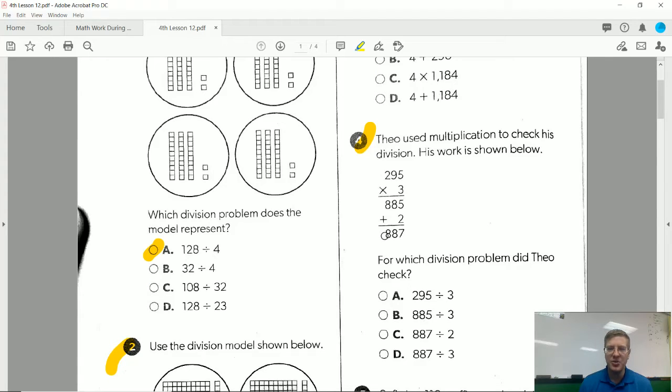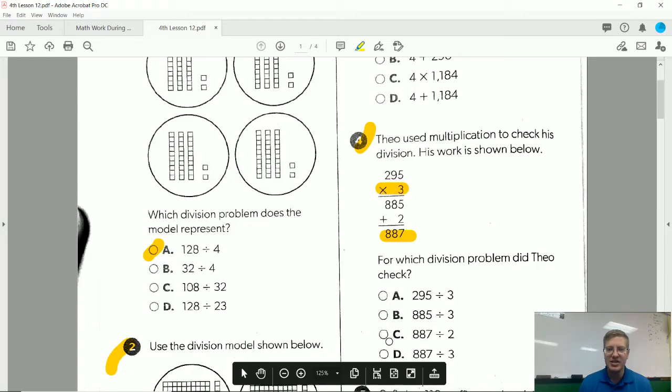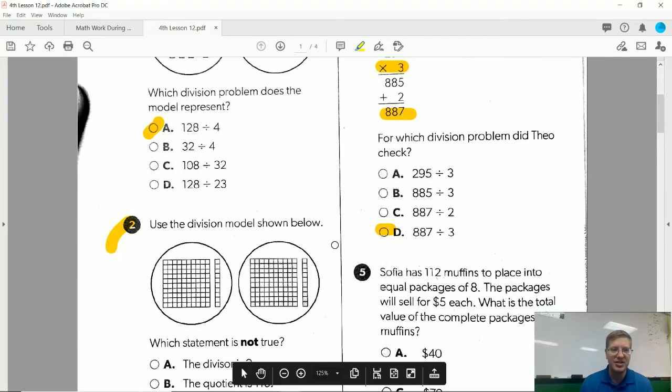So we are going to 887, and we are counting by 3s to get there. So we are going to have a remainder of 2 that we see here where we're adding. So that would be 887 divided by 3. So that would match letter D.